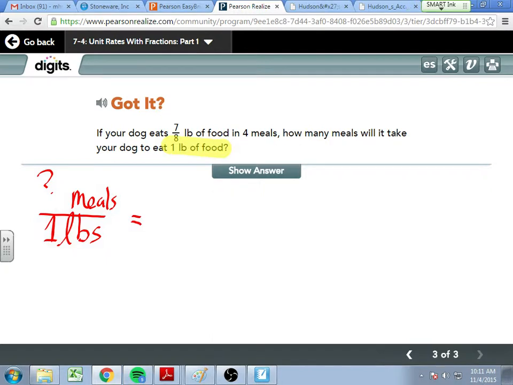It's the same thing. No, it's not. The last one was pounds per meal. This is meals per pound. So you have to find the unit rate. Wait, so we already have everything done. It's so easy. I use my calculator, but you literally do one equation. So we don't even actually have to do anything.